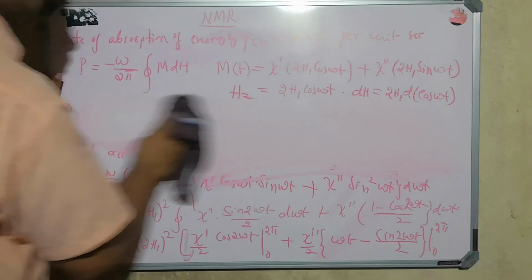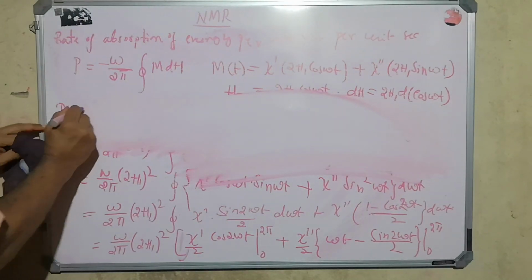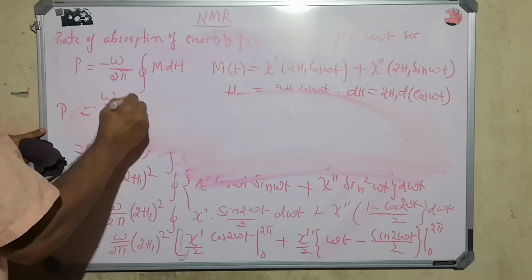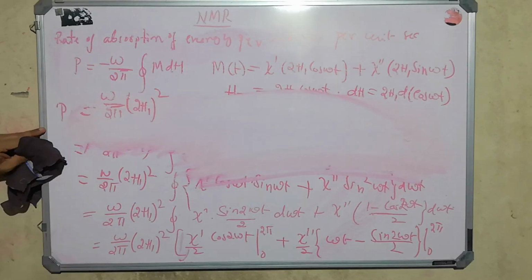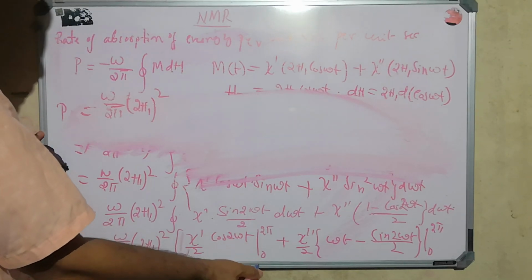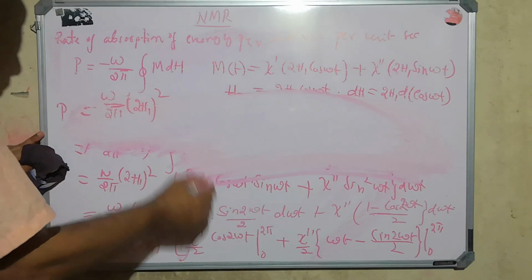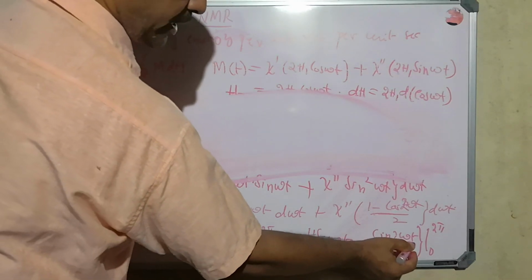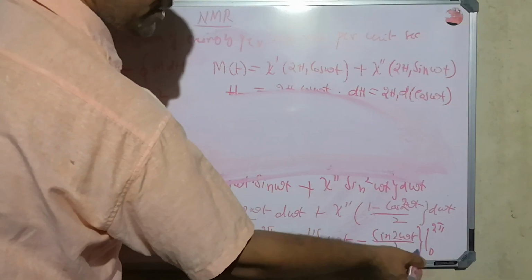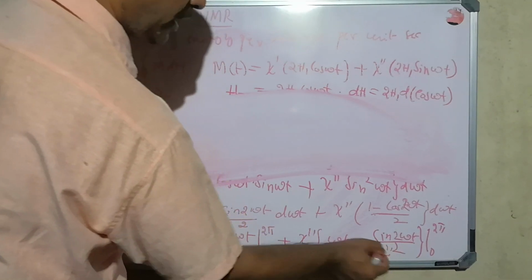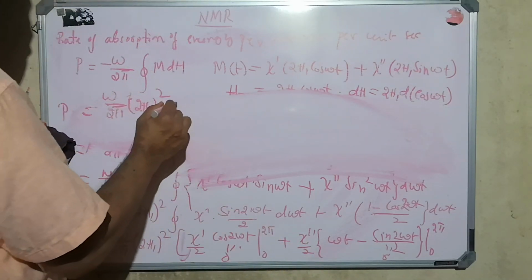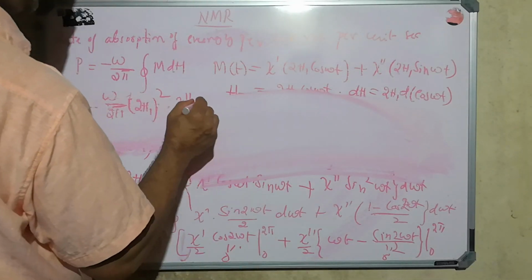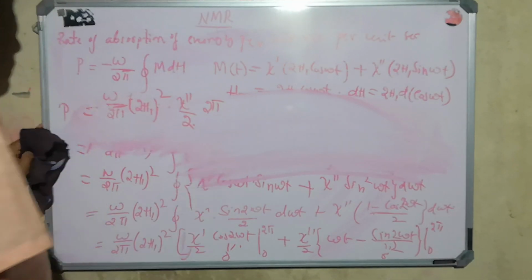So then what happens? P is equal to omega divided by 2 pi into 2h1 whole square. This becomes cos 2 pi minus cos 0, 1 minus 1, 0. First term reduces to 0. Here in the second, sin 2 omega t, sin 2 into 2 pi minus sin 0, 0 minus 0, 0 only. Remaining term is chi double dash divided by 2. Upper limit is 2 pi.